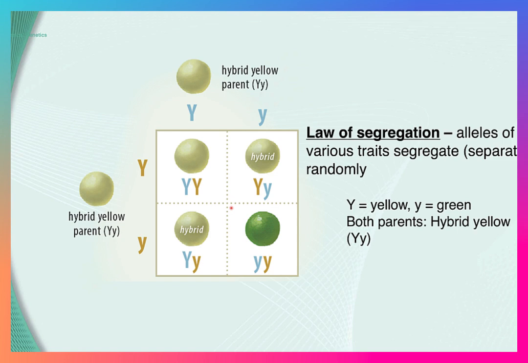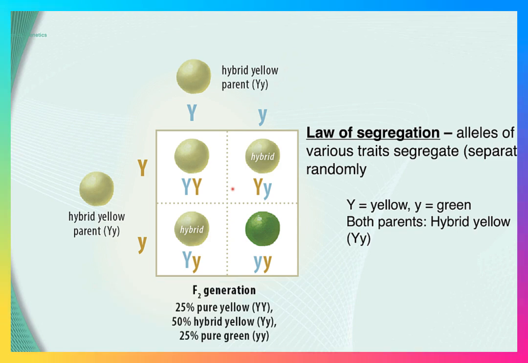And this is what is meant by the law of segregation, is that even though both parents are yellow, the hybrid allele will segregate or separate itself out in one of the offspring, and you'll end up with one offspring that's totally different from the other three. And so the second generation, remember the first generation was 100% hybrids.